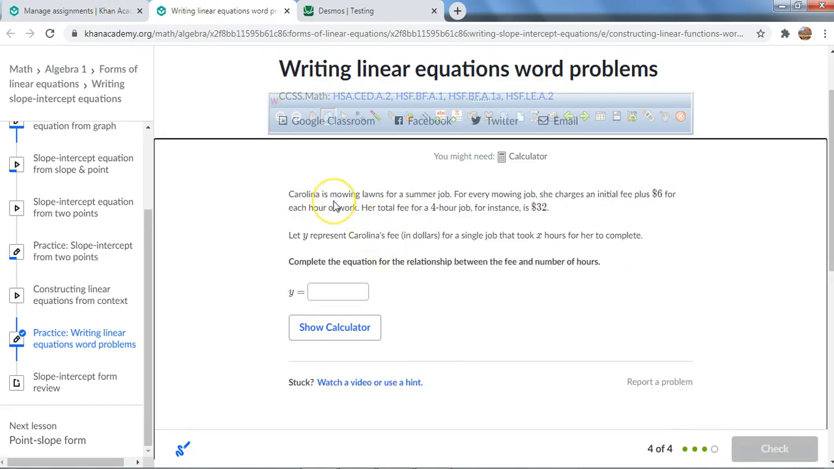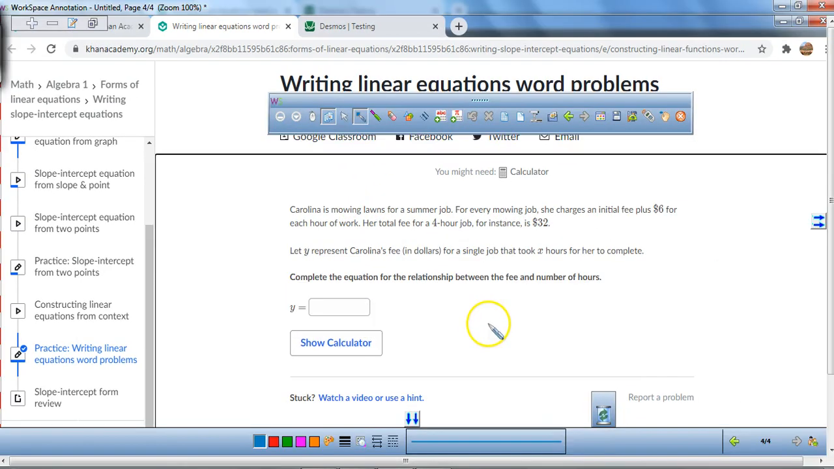All right, so Carolina is mowing lawns for a summer job. For every mowing job, she charges an initial fee plus $6 for every hour of work. Her total fee for a 4-hour job, for instance, is $32. So we got to do a little bit of math here, okay? Not too much, but a little bit of math. So let's think about this.